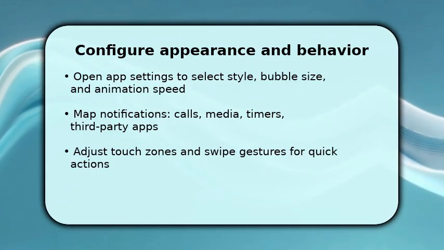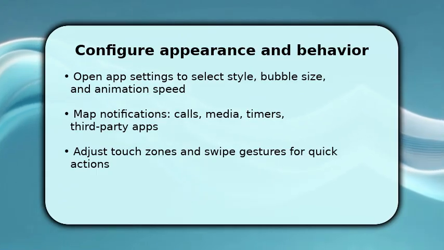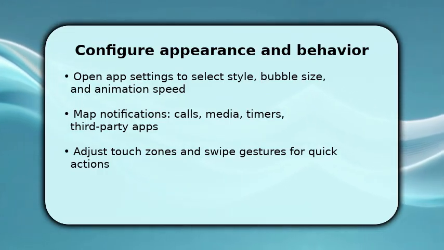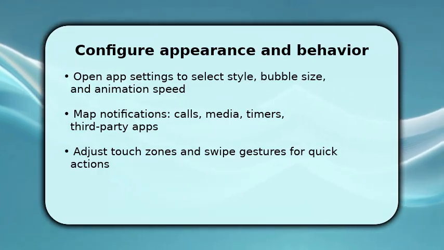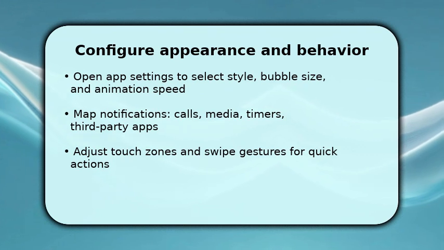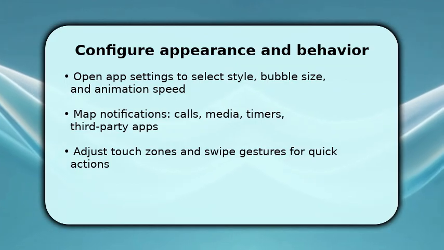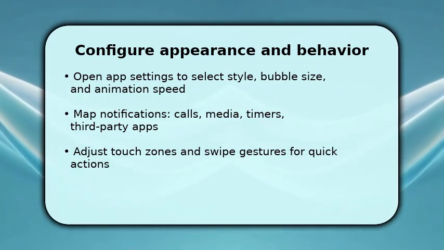Once configured, set touch zones and swipe gestures so a tap expands details while a swipe dismisses or opens apps. Make sure notification priorities are enabled in system settings because the app relies on those to decide which events appear. If you tweak spacing and transparency, you balance visibility with screen content.